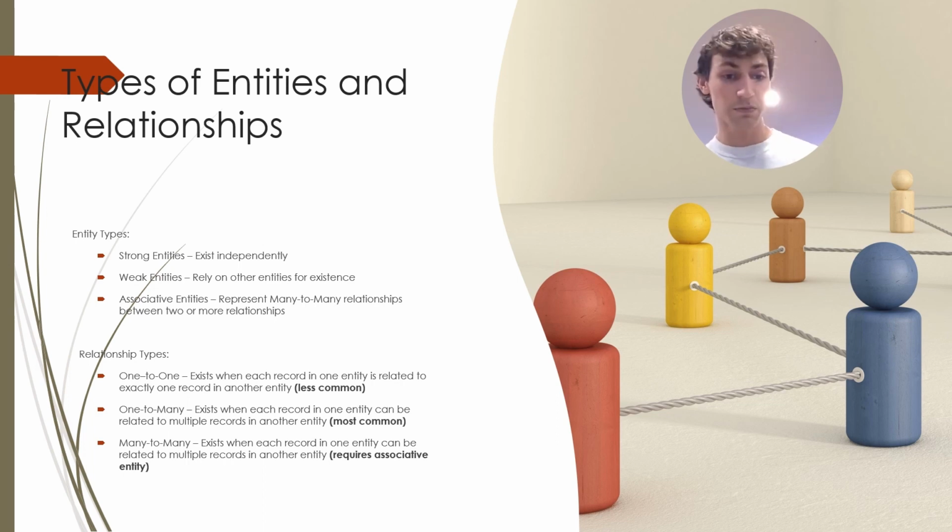But then the last one is many-to-many, which exists when each record in one entity can be related to multiple records in another entity. And this requires an associative entity, which is, again, represented above by many-to-many relationships between two or more entities. So very specific, and also not as common, but can be common if you are designing a database a certain type of way.